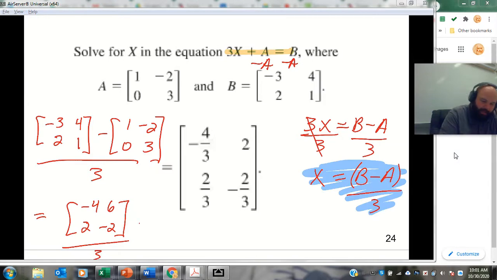And when I divide that by 3, I end up with this matrix right here. -4/3. 6 divided by 3 is 2. And then we have 2 divided by 3, which is 2/3. And then we have, lastly, -2 divided by 3, which is -2/3. There's your answer.